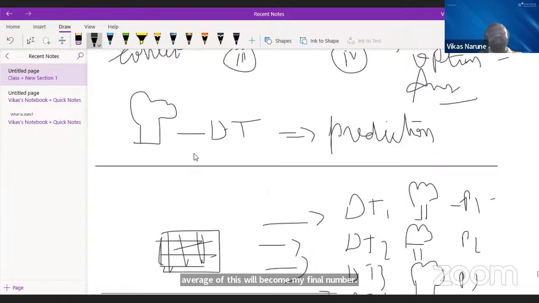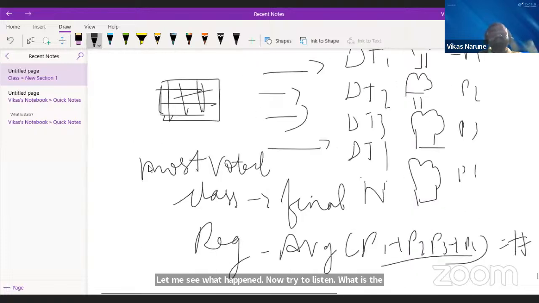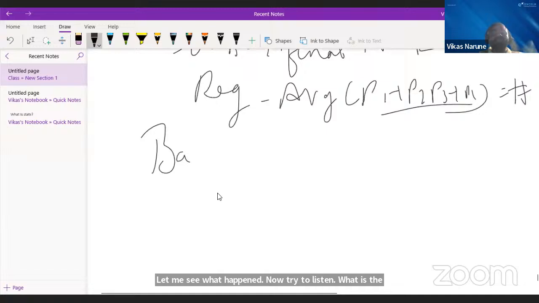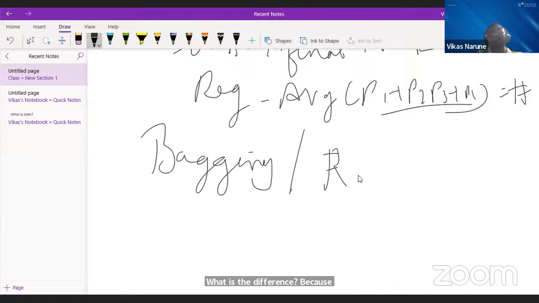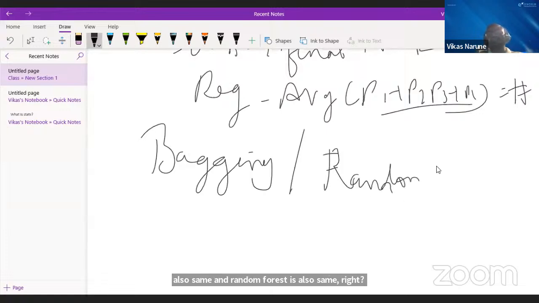Now try to understand what is the difference between bagging and random forest. You will say, sir, bagging is also the same and random forest is also doing the same thing. But there is some basic difference in the random forest algorithm. Try to understand what is happening.